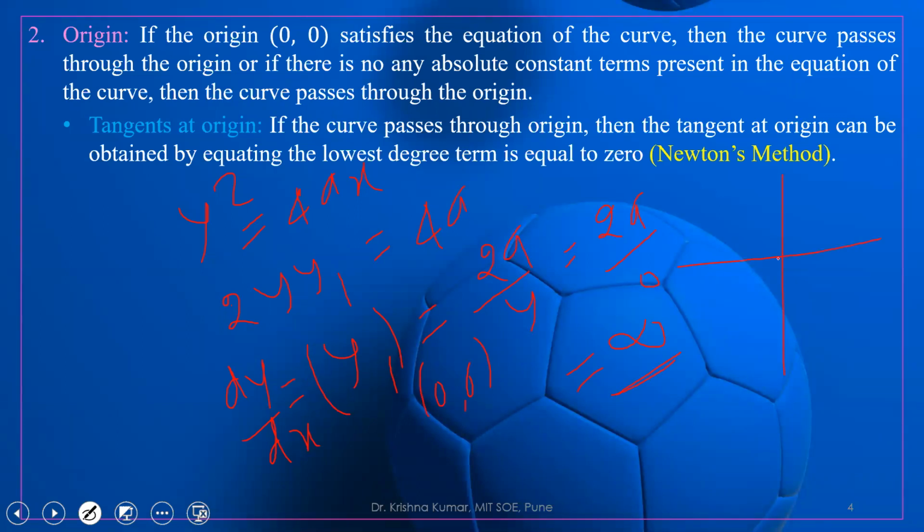This is the x-axis, so the tangent is perpendicular to the x-axis. That's why we can find the tangent at origin in this manner. Suppose we are finding the value and it is 0, then we say the tangent at origin is parallel to the x-axis. These two things we should learn first. If dy/dx is equal to 0, the curve's tangent is parallel to the x-axis. If dy/dx is equal to infinity, then the tangent is perpendicular to the x-axis or parallel to the y-axis. In this manner, we can find the tangent.